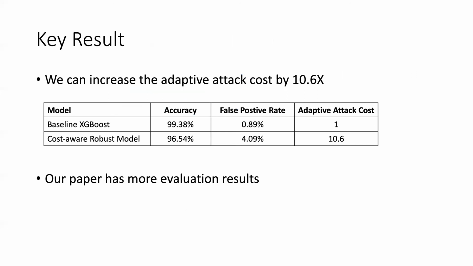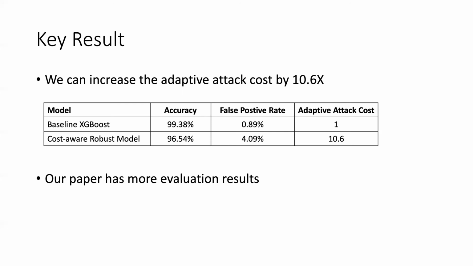Our key result from our evaluation is, using our new training algorithm, we can increase the adaptive attack cost by 10.6 times. This is the increase for our cost-aware robust model compared to a baseline XGBoost model. In order to gain robustness, our robust model has a modest decrease in accuracy and increase in false positive rate.